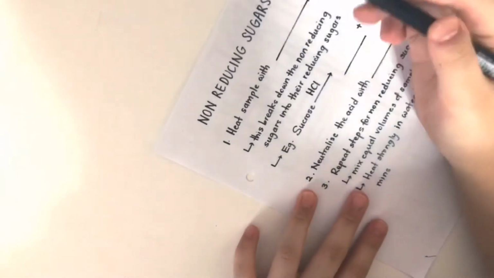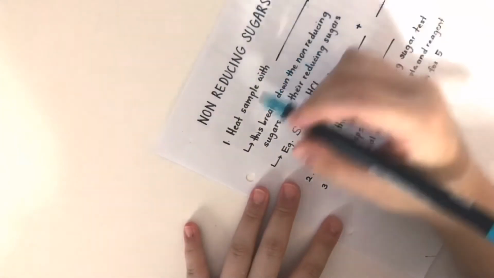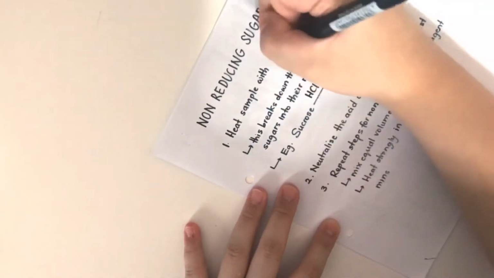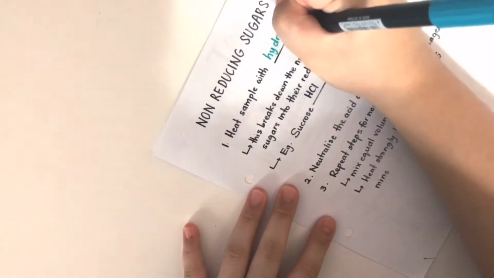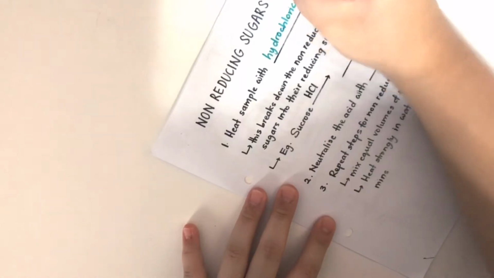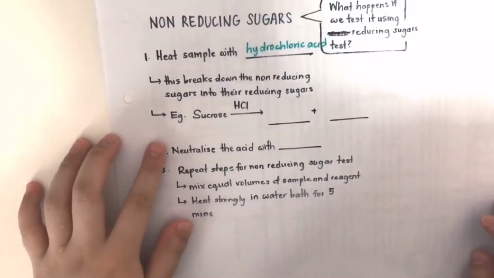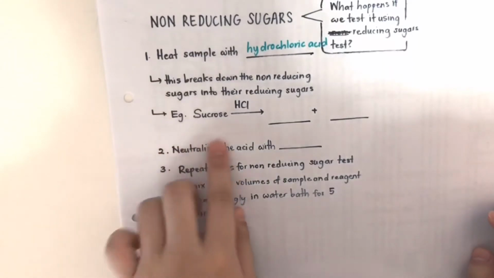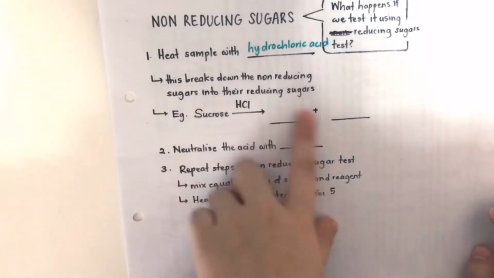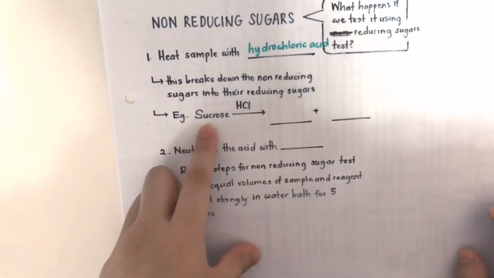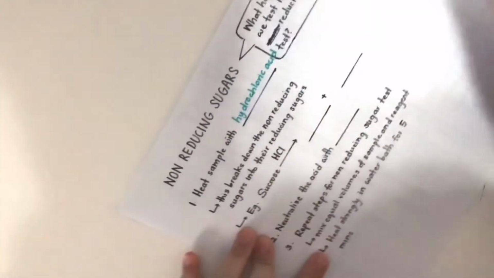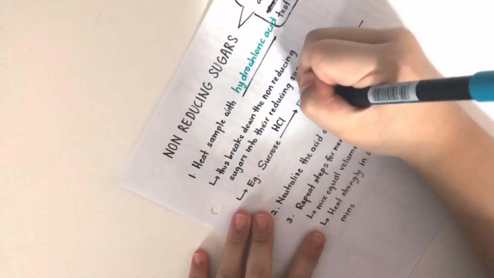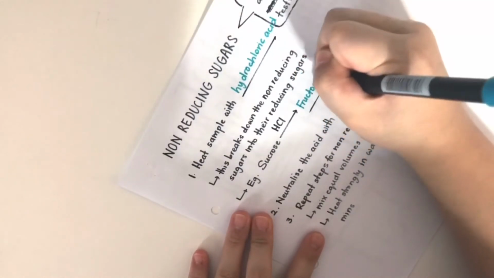In order to test for non-reducing sugars, we need to heat the sample with an acid such as hydrochloric acid, and this is because it will break down the non-reducing sugars into their constituent reducing sugars. For example, sucrose, a type of non-reducing sugar, will get broken down into fructose and glucose.